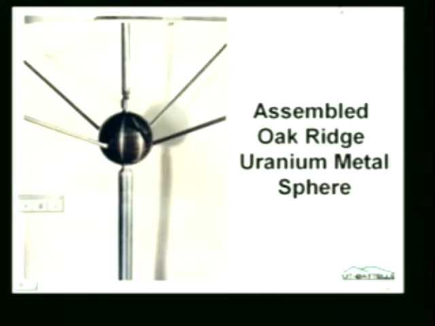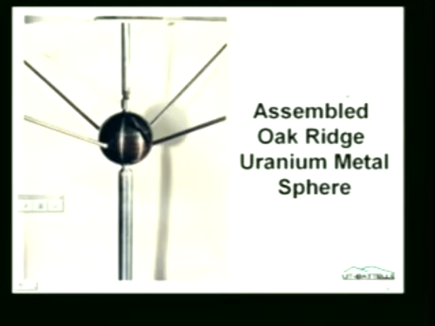This is a picture of the sphere assembled. This particular assembly is 60 cents above delayed critical, so when assembled, it's going on a few second reactor period, which means the power's going up a factor of e every second or two. Pictures taken with the photographer not in the room, but the camera in the room.